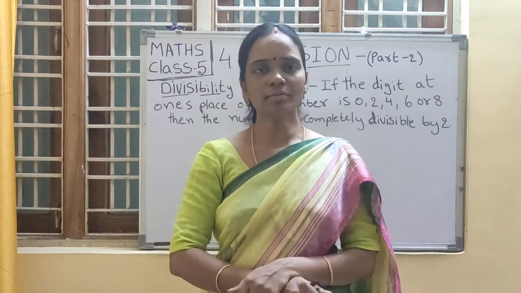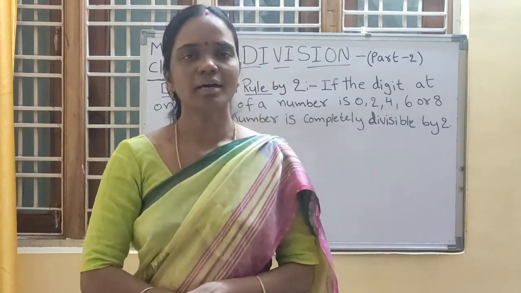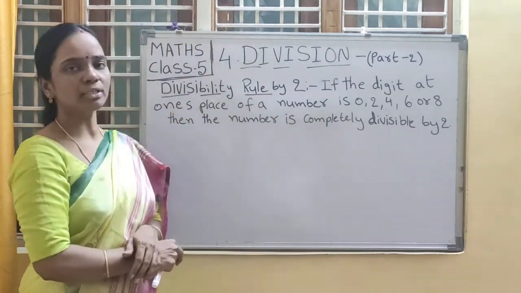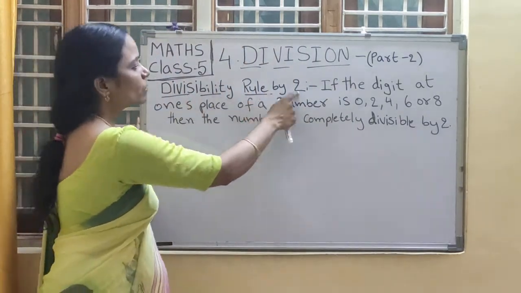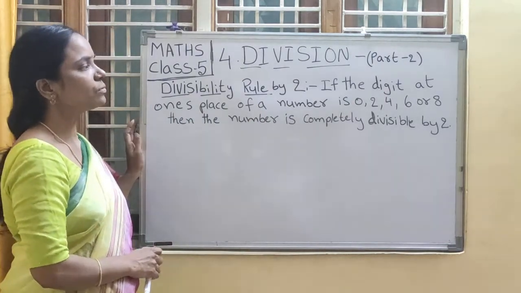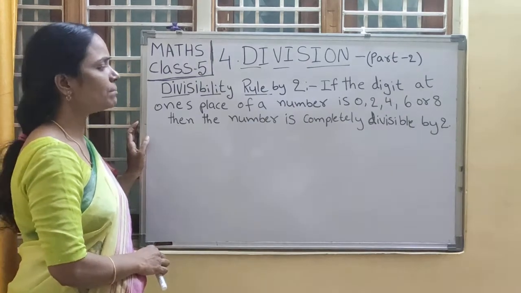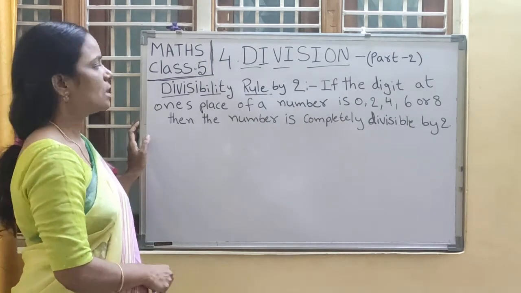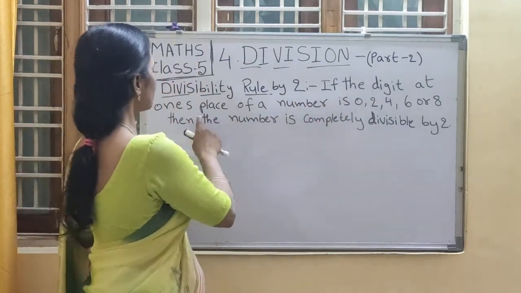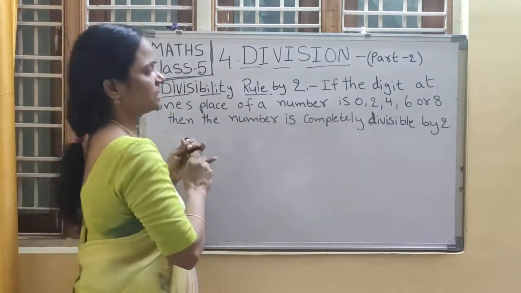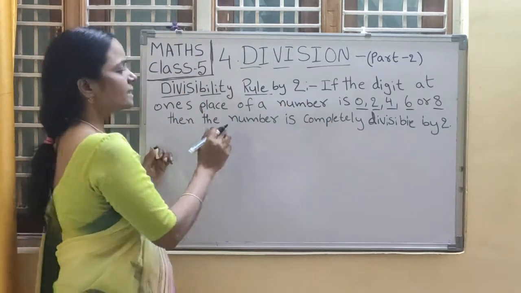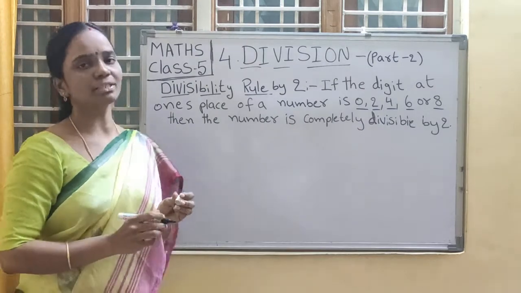Before starting today's concept, shall we have a small recap of the previous class? What is the divisibility rule by 2? Look at the board. If the digit at one's place of a number is 0, 2, 4, 6 or 8, then the number is completely divisible by 2.